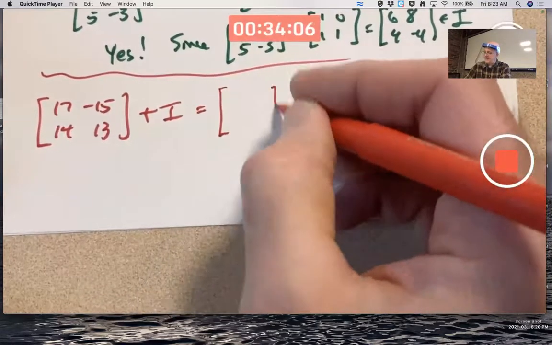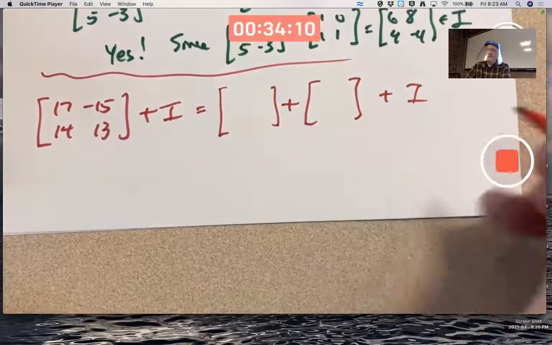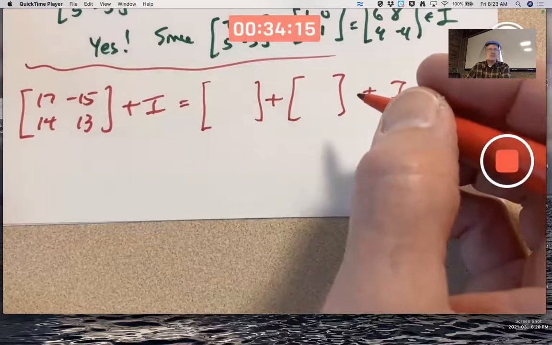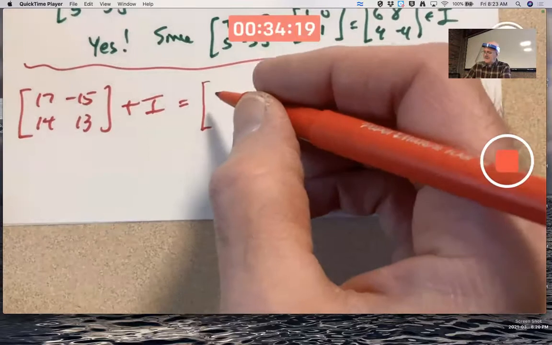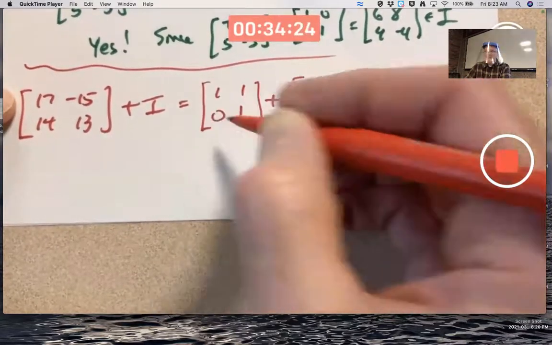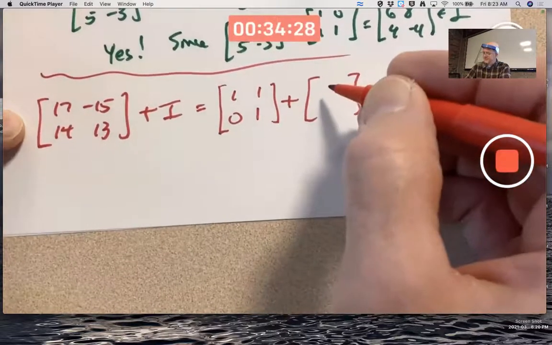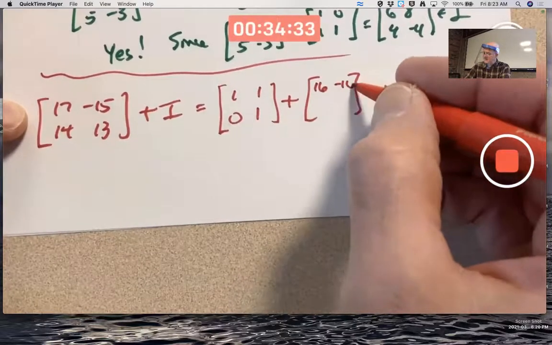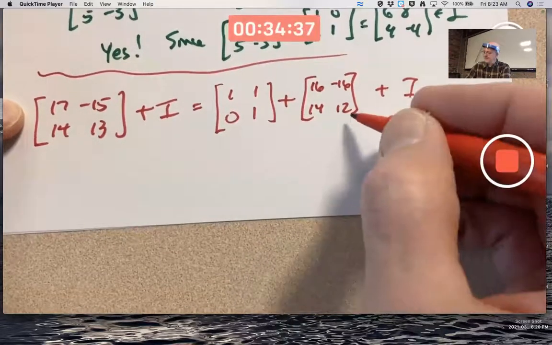Rewrite this matrix here as the sum of two matrices, one of which has only zeros and ones, and one of which has only even entries. And the ones are going to have to occur in the same spots as the odd numbers, and the zero occurs in the same spots as the even numbers. And then I just have to figure out what matrix goes here. This would have to be a 16 here, a -16 here, 14 and 12. But then that gets sucked in.